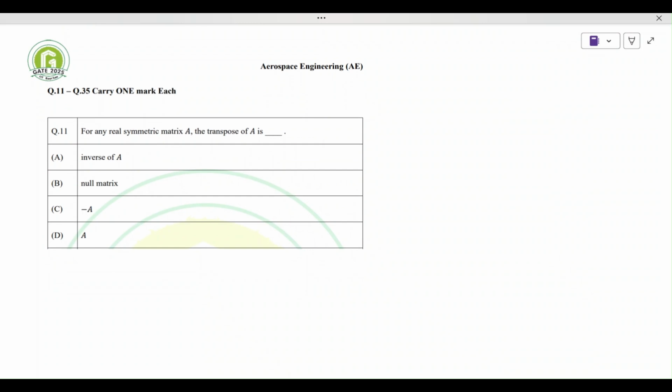The first question is: for any real symmetric matrix A, the transpose of A is? As we know, for any symmetric matrix, A transpose is equal to A. So the correct answer is option D, matrix A itself.